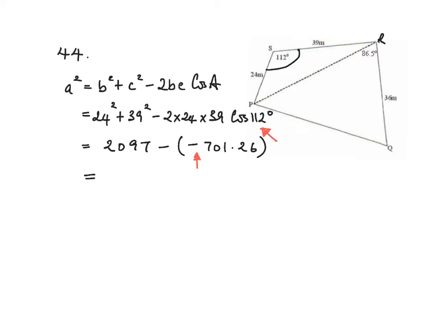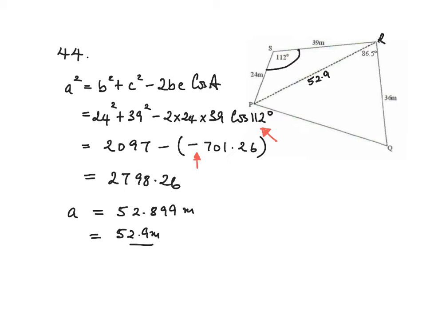That gives us a total of 2798.26. And we must remember to take the square root. And we get 52.899, and that's meters. So let's just call that 52.9 meters. Now I've added the 52.9 to the diagram.